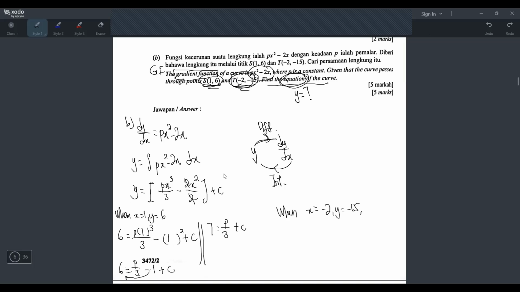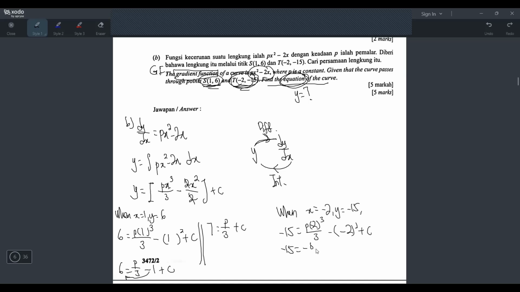So the y will be -15 equals px power 3 over 3 minus 2 cut already, so x square bracket square plus c. So this would be -2, -2. So now it becomes -15. -2 power 3 is -8.